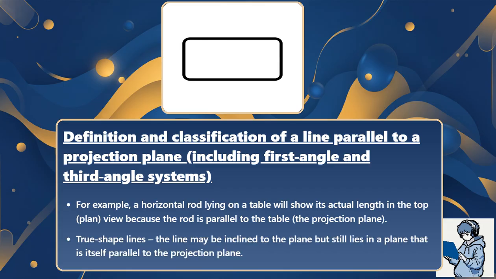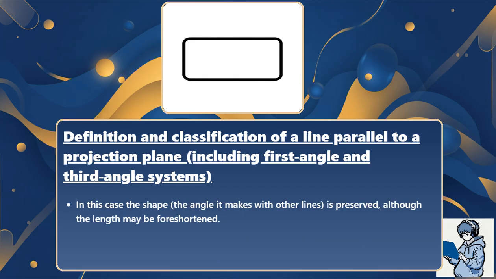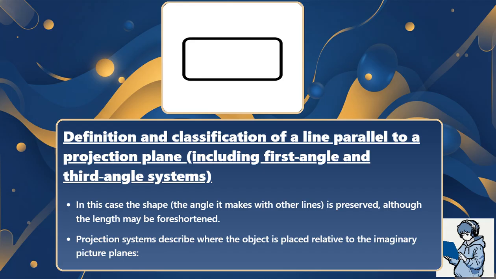True-shape lines: the line may be inclined to the plane, but still lies in a plane that is itself parallel to the projection plane. In this case, the shape, the angle it makes with other lines, is preserved, although the length may be foreshortened. Projection systems describe where the object is placed relative to the imaginary picture planes.